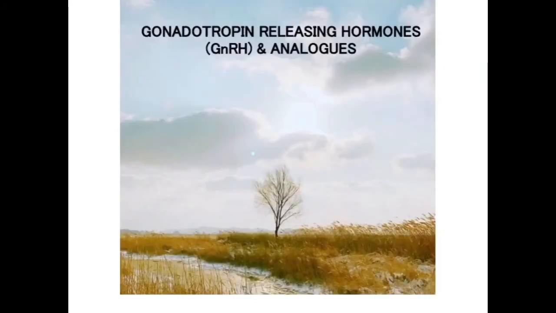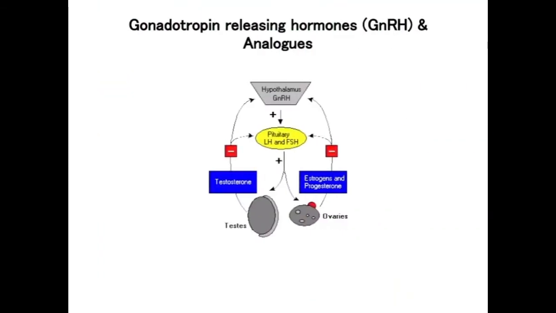Next, we will discuss gonadotropin releasing hormone or GnRH and its analogs. Gonadotropin releasing hormone or GnRH is the key regulator of the reproductive axis. Its pulsatile secretion determines the pattern of secretion of the gonadotropins, follicle stimulating hormone FSH and luteinizing hormone LH, which then regulate both the endocrine function and the gamete maturation of the gonads.